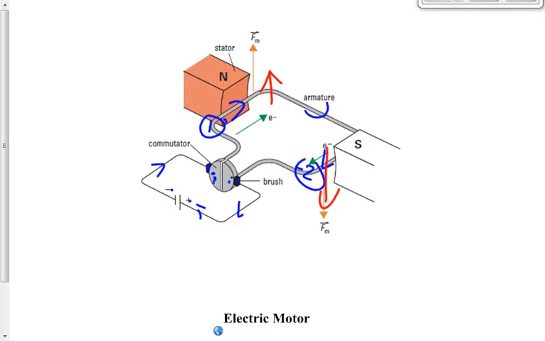Now, when it goes a quarter of a revolution, this gap that's in the middle of this commutator, which we call a split ring commutator because the commutator is split with this insulating gap, the insulator is now in contact with the brush, so no current flows. It turns 90 degrees, the current stops, there is no longer any magnetic force. But because it's moving, it keeps spinning a little bit past that point where the brush is in contact with the gap.